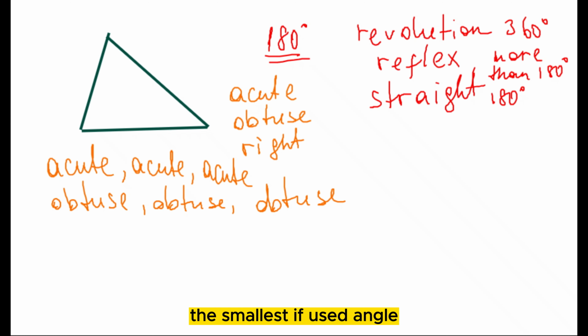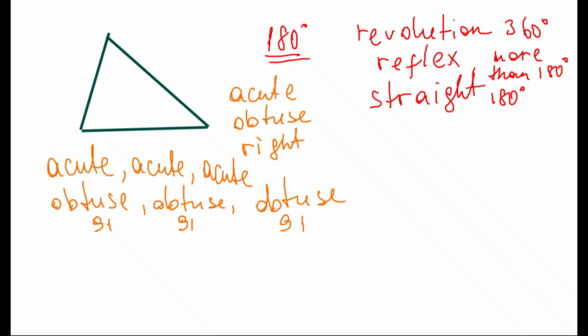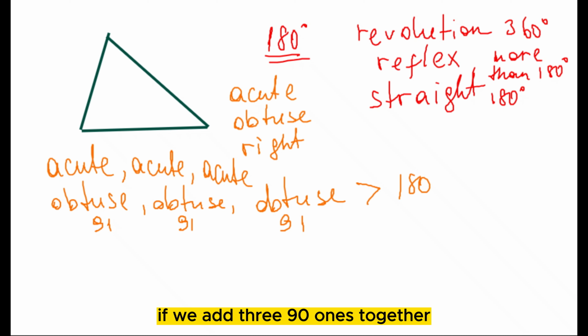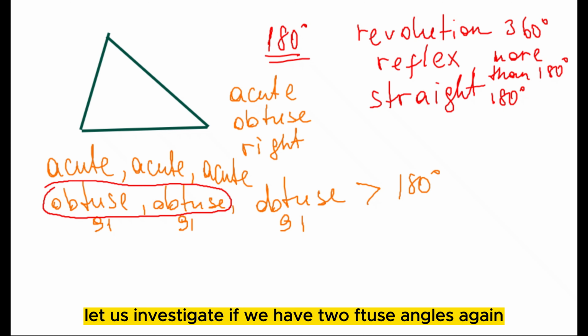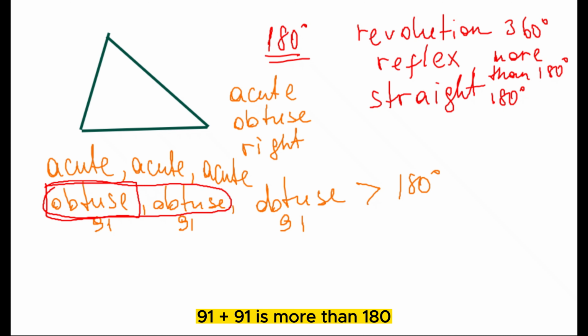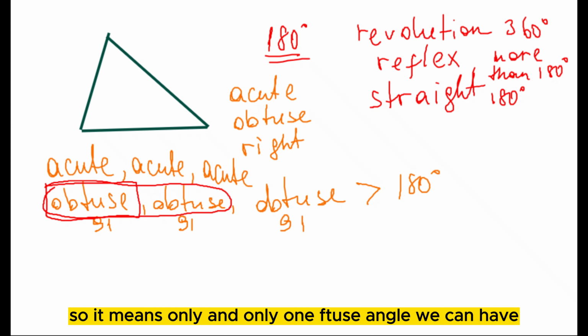The smallest obtuse angle, if we look at integer values, is 91. If we add three 91s together, it will be more than 180. That is impossible. Let us investigate if we can have two obtuse angles. Again, 91 plus 91 is more than 180. So it means we can have only one obtuse angle.